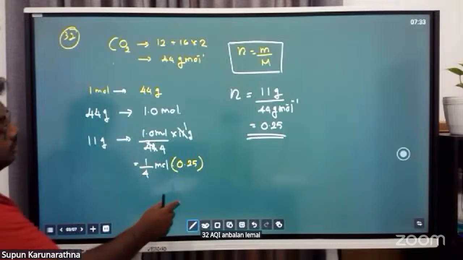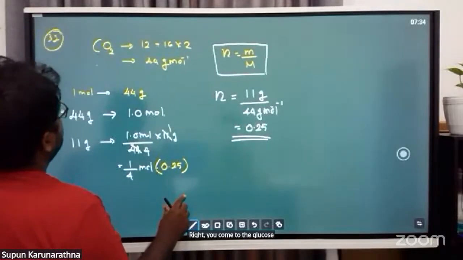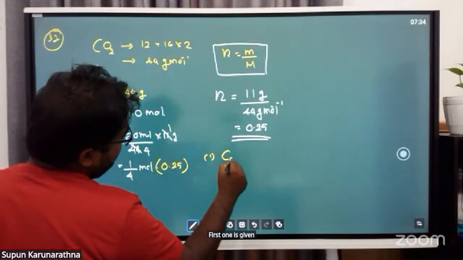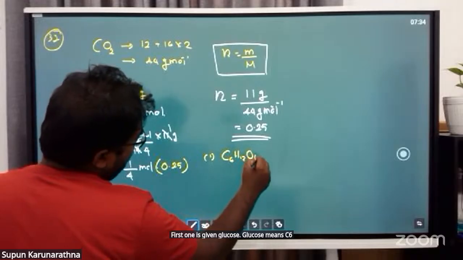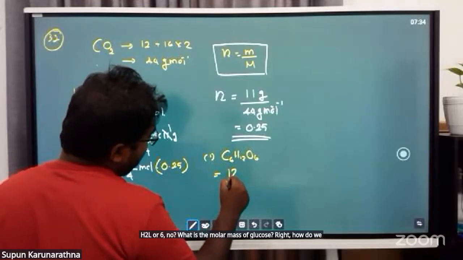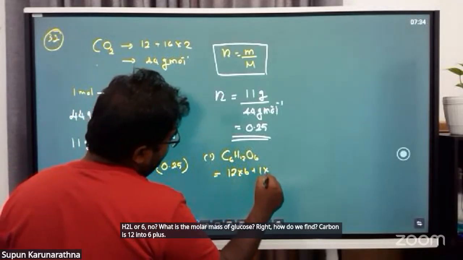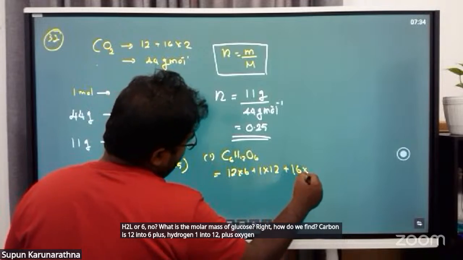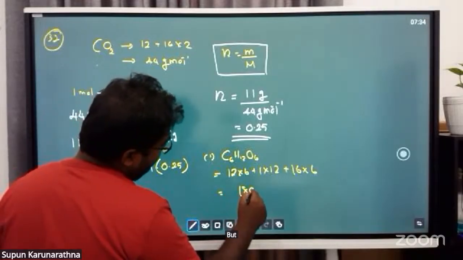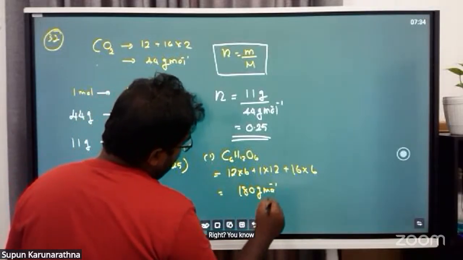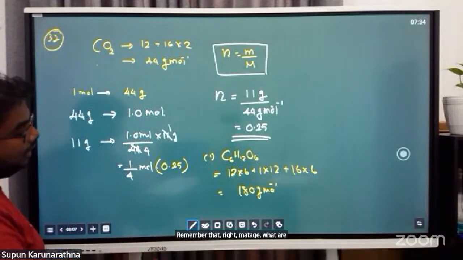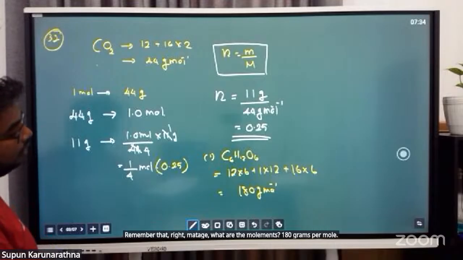Come to the glucose. The first one is glucose. Glucose is C6H12O6. What is the molar mass of glucose? How do we find it? Carbon is 12 into 6 plus hydrogen 1 into 12 plus oxygen 16 into 6. You don't need to write it out like this. If you have practiced a lot, you just remember that the molar mass is 180 grams per mole.